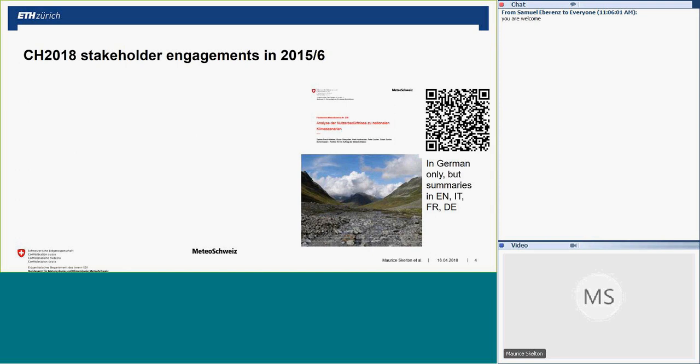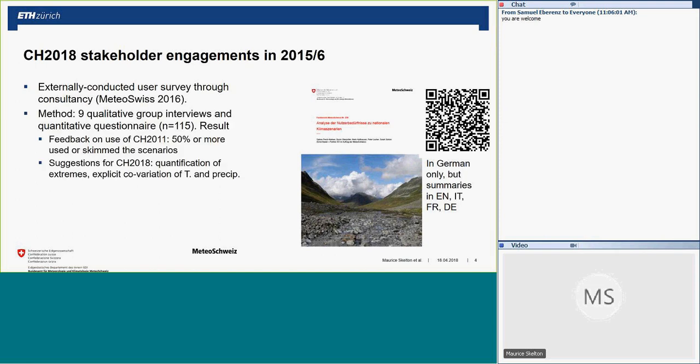Engagement is the topic of this particular webinar. As I said, there's this sounding board. That's one. Then there was a survey done by an environmental consultancy here in Switzerland. The report is here on the right side. You can also scan the QR code. Unfortunately, it's only in German currently, but there are summaries in English, Italian, French, and German. It was done in 2015, published in 2016. They did various group interviews and a quantitative survey.